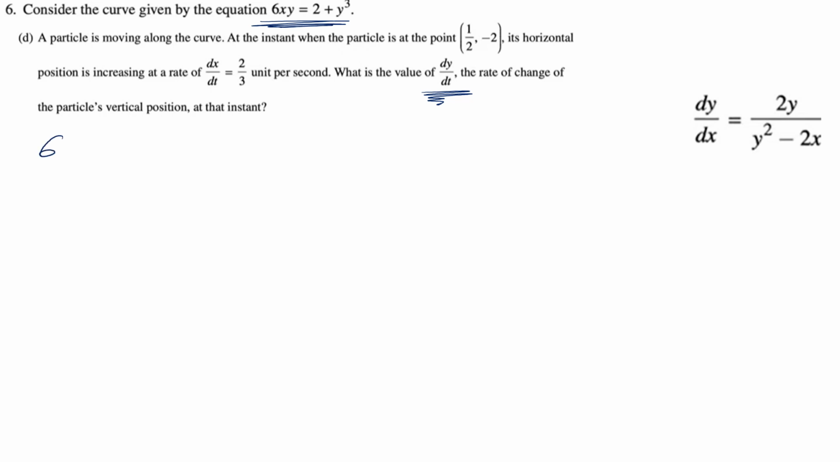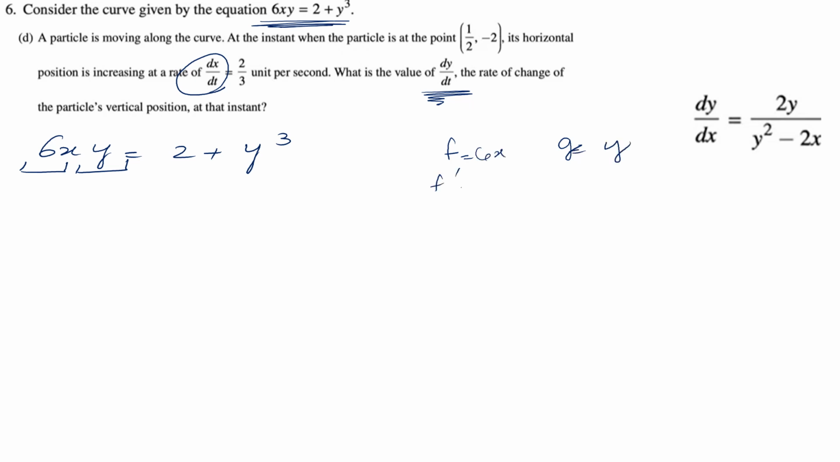So our equation is 6xy equals 2 plus y cubed. You have to differentiate the function with respect to time. With respect to time, it means x is a function and y is a function. So again, apply the product rule. Try to understand this here. So f is your 6x and g is your y.